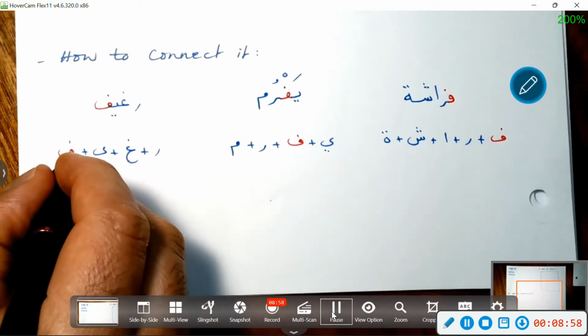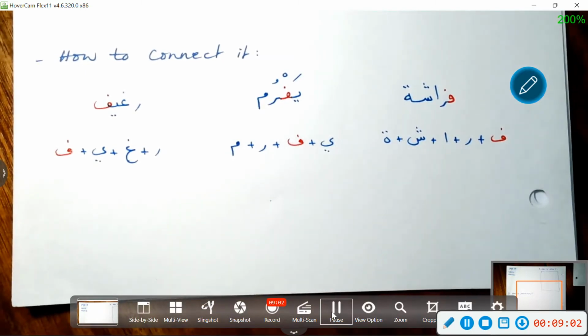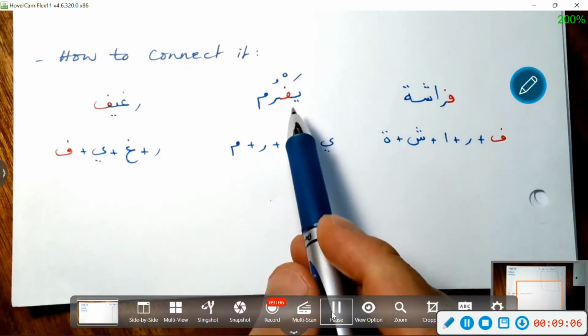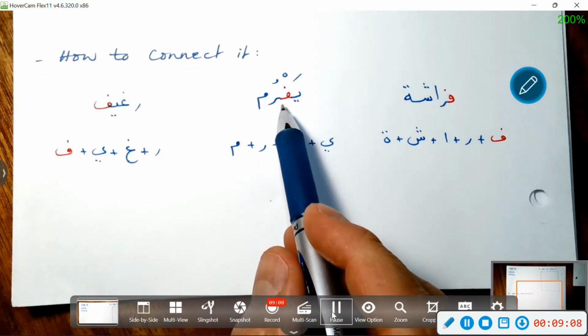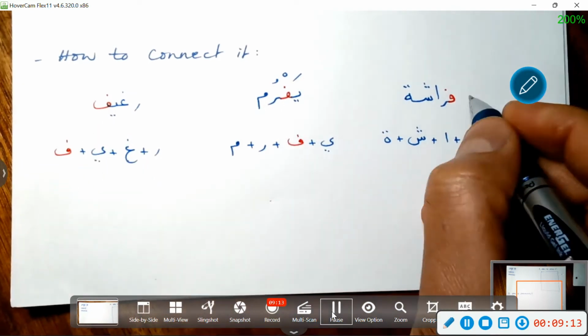And now I would like to draw your attention to how the letter fa is drawn when it's in the middle of the word or at the end of the word. You see, at the beginning of the word, it has to have a neck.